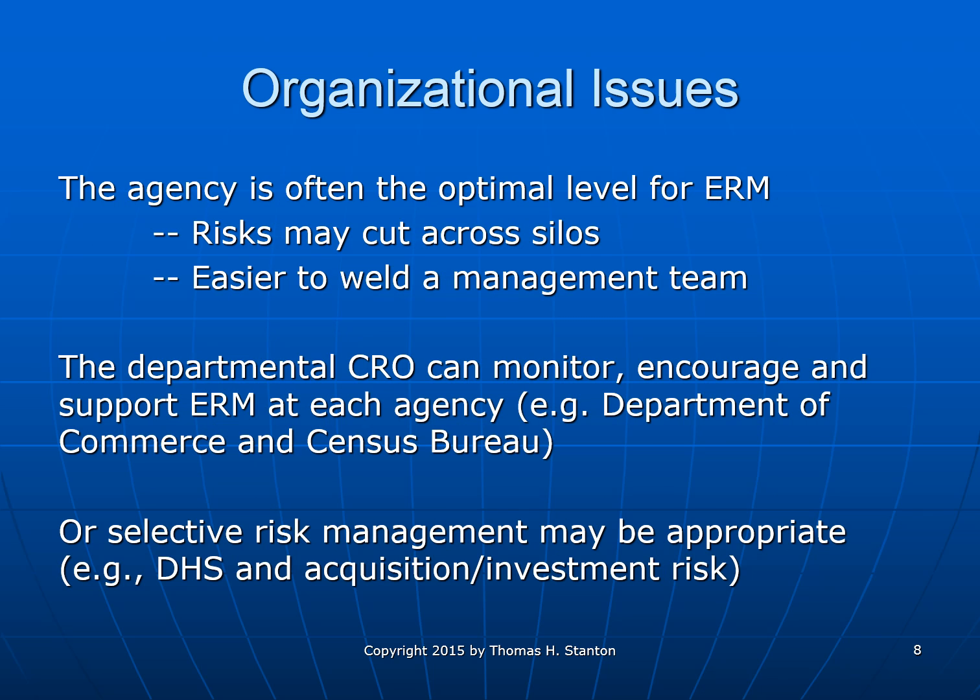So the agency is often the optimal level for enterprise risk management. And that's for a couple of reasons. First of all, the risks that affect one part of an agency may cut across the silos and affect others in the agency. So there's a lot more of a common interest. Secondly, it's a lot easier for an agency head to weld a management team together that thinks of themselves in terms of the whole organization than it is to weld a management team across a large department.